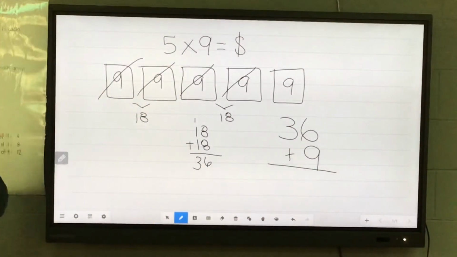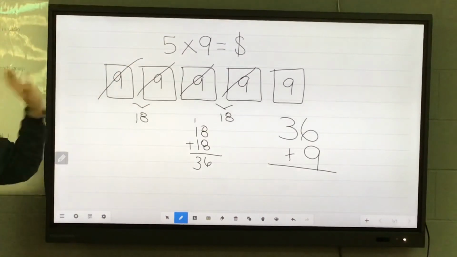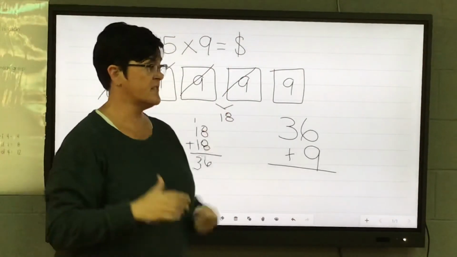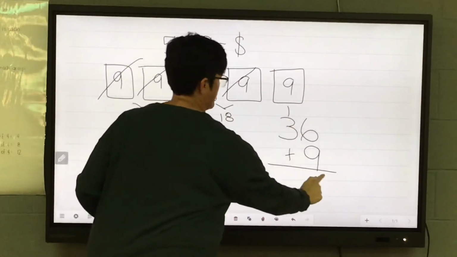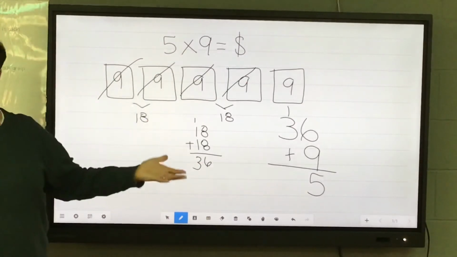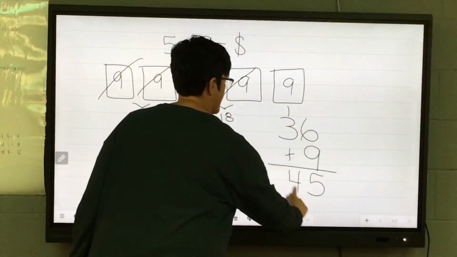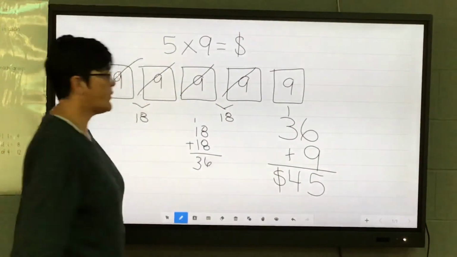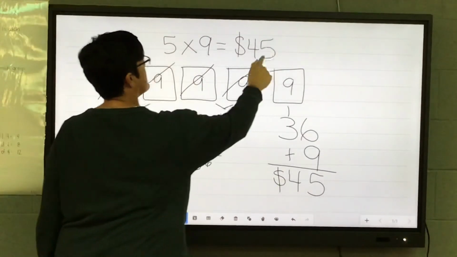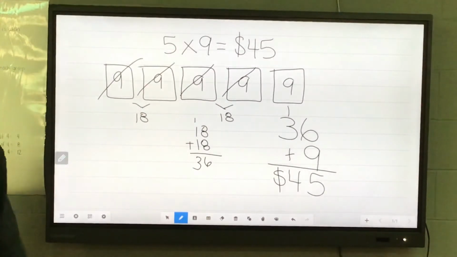So what is 36 plus 9? Does everybody know what 6 plus 9 is, or 9 plus 6? It doesn't matter which way you add it. Yeah. So 9, 10, 11, 12, 13, 14, 15. I needed to regroup there. And then what's 1 plus 3, or 3 plus 1? 4. So how much money? 45. $45. Okay.